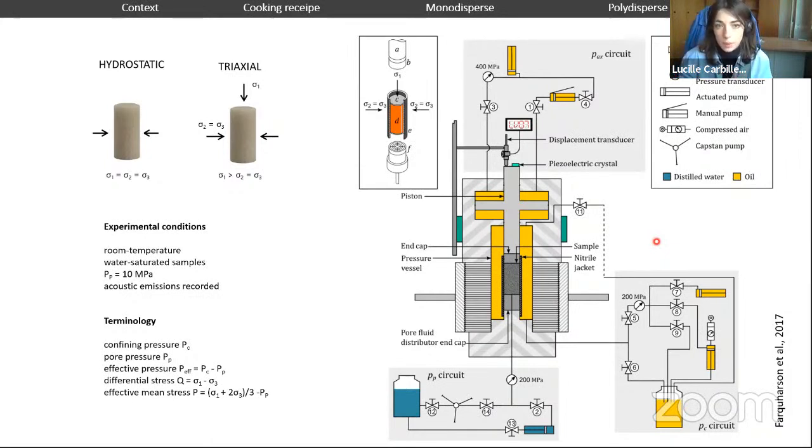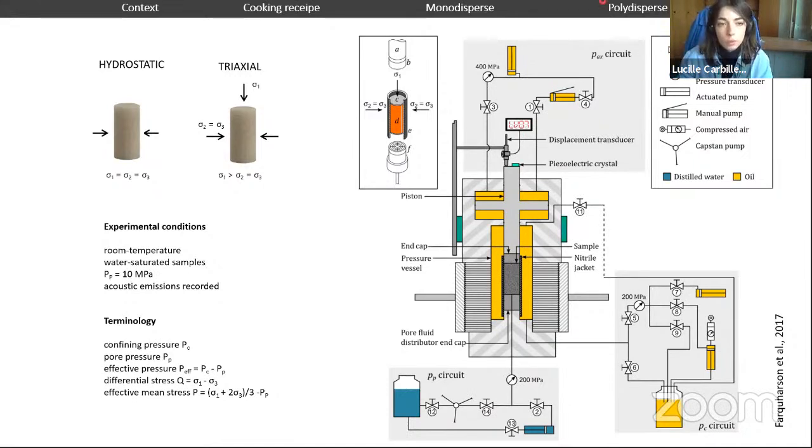And all these experiments were conducted on a triaxial apparatus that we have in Strasbourg, on which we basically control independently three different circuits. One circuit is for the confining pressure, so the pressure in the fluid that surrounds the sample. Another one is for the pore pressure, the pressure of the fluid inside the rock, which is very often water. And then we also control the axial pressure independently from these two, using a metal piston that can be lowered on top of the sample.